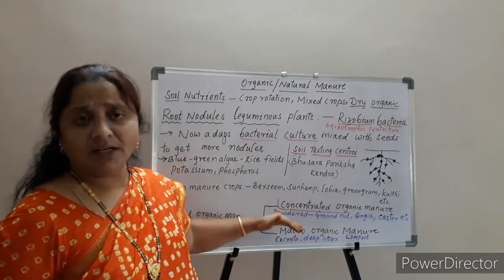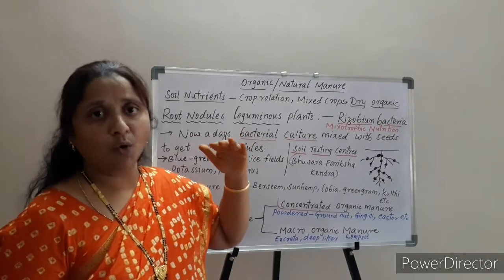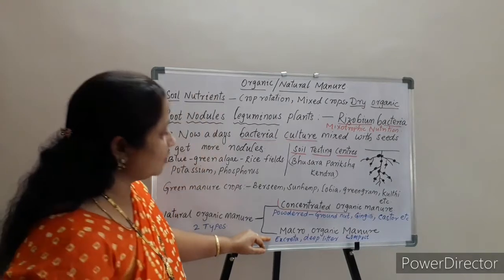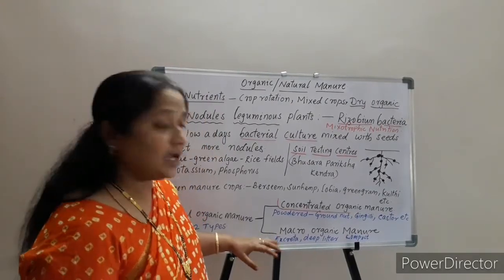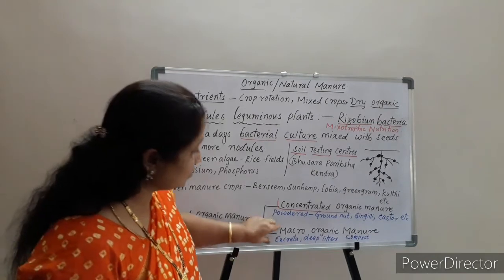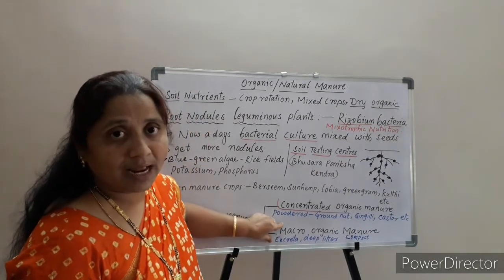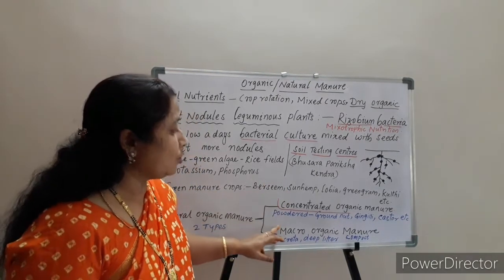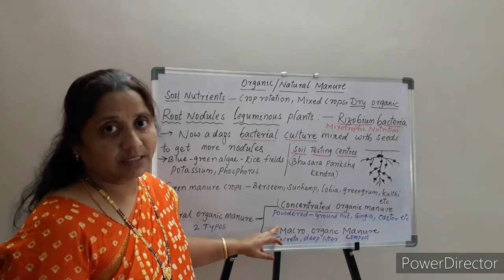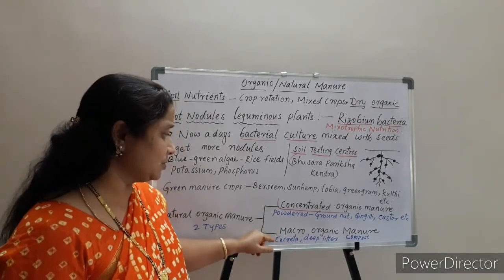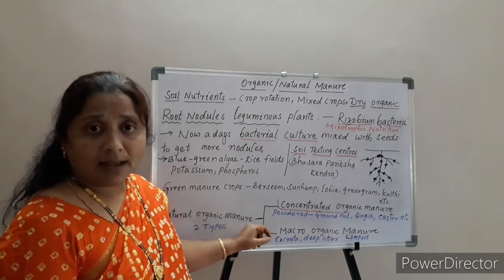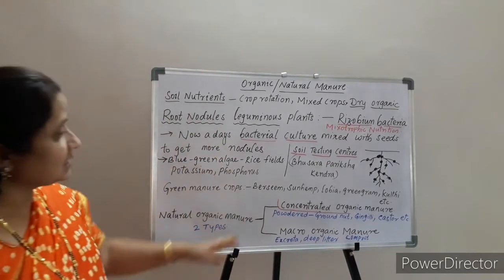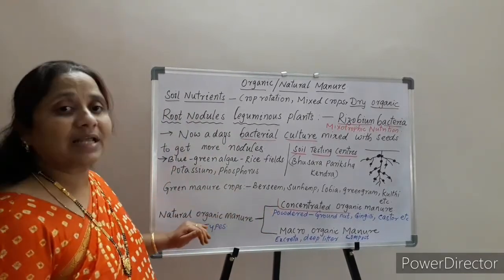Its nutrient value is also more when compared to macro organic manure. Macro organic manure consists of excreta of animals, deep litter, compost, etc. Of course, it is also a type of natural organic manure, but when compared with concentrated organic manure, it contains very little nutrients. Macro organic manure constitutes excreta of animals, dry plants and dead plants, deep litter, compost, etc. These are the two different types of natural organic manure.